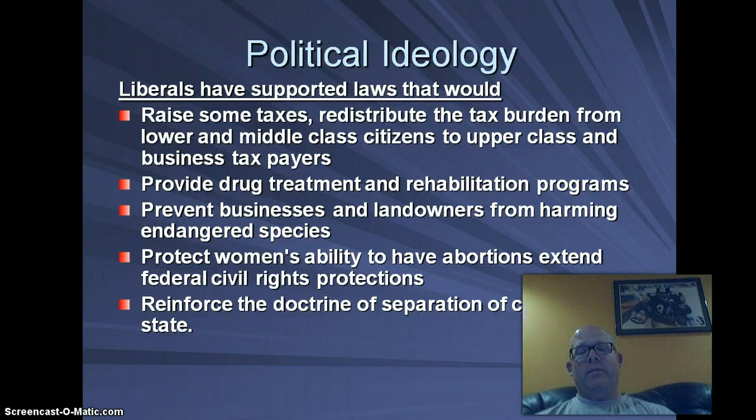And then finally, they would reinforce the doctrine of the separation of church and state. Again, a drastic difference between liberal and conservative viewpoints. And again, when we're talking about differences here in the American spectrum, our political spectrum is pretty narrow there towards the middle. Okay, so we've looked at a basic spectrum from left to right, a one-dimensional spectrum.